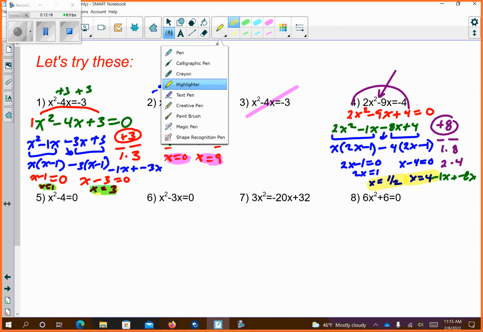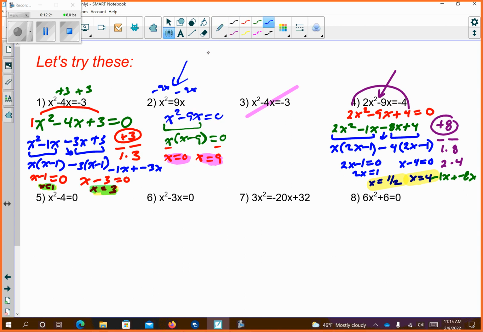And then we get to number 5. Hey, is number 5 equal to 0? Sure is. Oh, we can start factoring it. All right, hang on. Here we go.